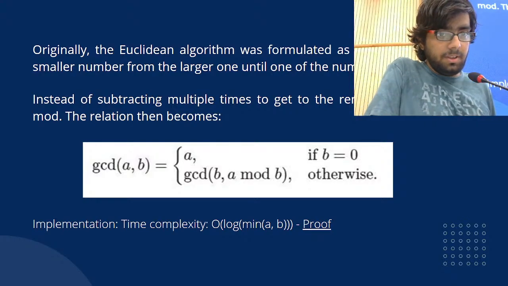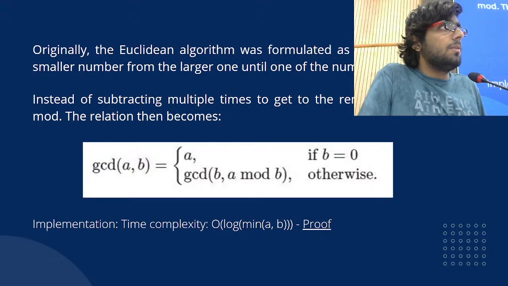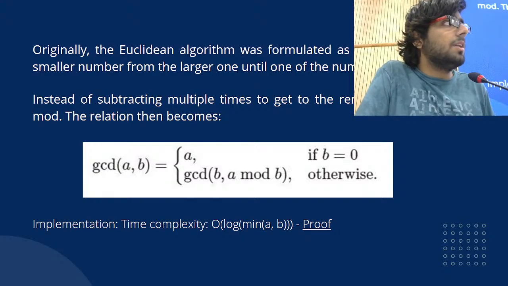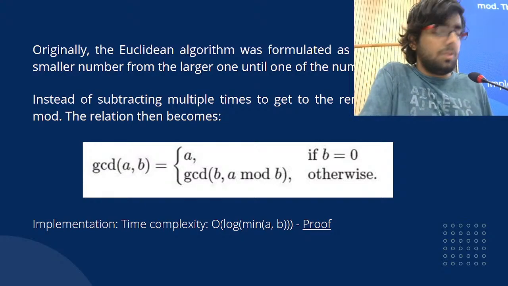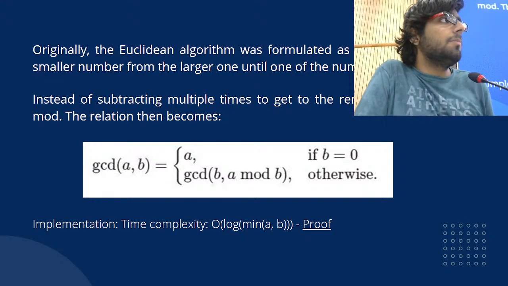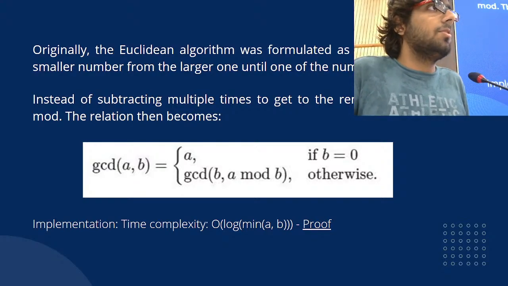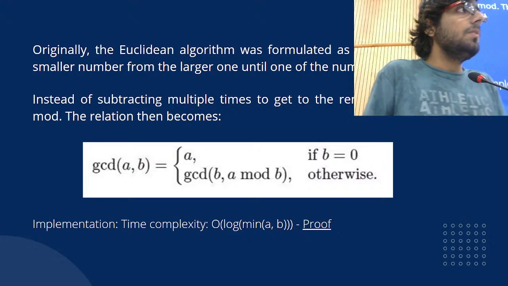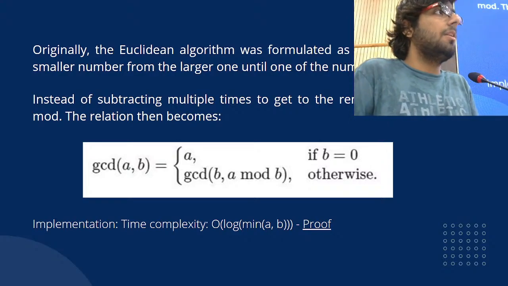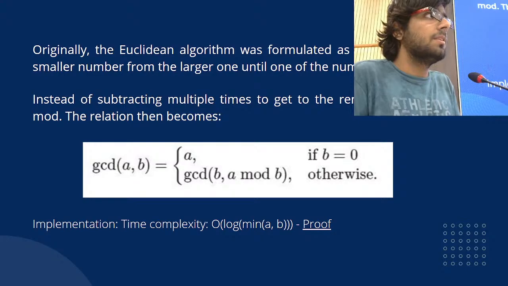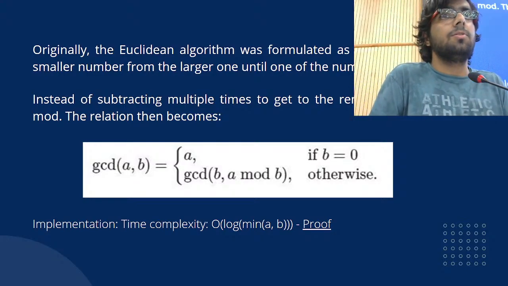So whenever we do A mod B, we always get a number less than or equal to A by 2. So in हर दो ऑपरेशंस में हम यहाँ मिनिमम को एटलीस्ट हाफ कर रहे हैं. तो दैट्स व्हाई द कॉम्प्लेक्सिटी इज log minimum A, B. So minimum of A, B is getting at least half or lesser in each operation. That's why the complexity is O log.